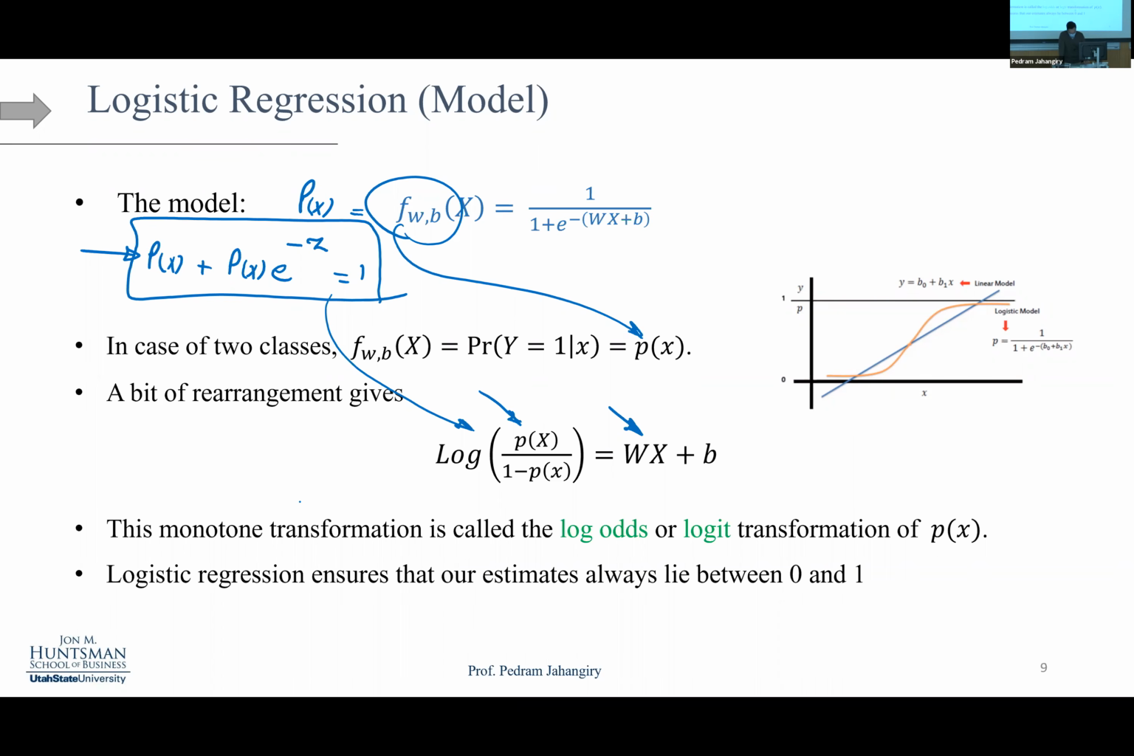All right. Logistic regression, of course, ensures that the estimates are always between 0 and 1. Okay. Are we good so far? I think with the logistic model. So we haven't talked about the optimization yet because we haven't defined the objective function. So this is the model itself, right?